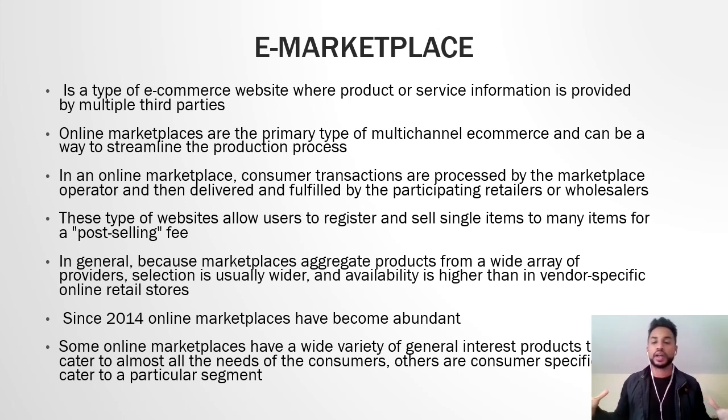So let's just say 10 warehouses are selling multiple products on this e-marketplace. That's basically what an e-marketplace is. These types of websites allow users to register and sell single items to many items for a post-selling fee, right? Just like we talked about. Since 2014, online marketplaces have become abundant. Some online marketplaces have a wide variety of general interest products. Some of them are very specific. So that's what an e-marketplace is: a place where a bunch of sellers come together to sell their product.